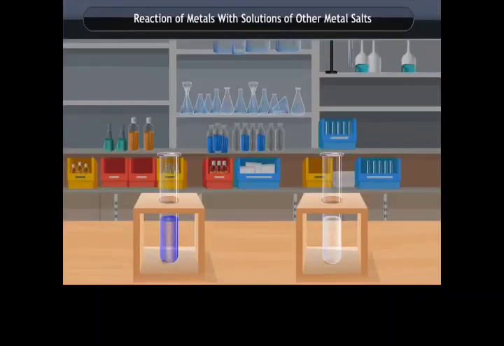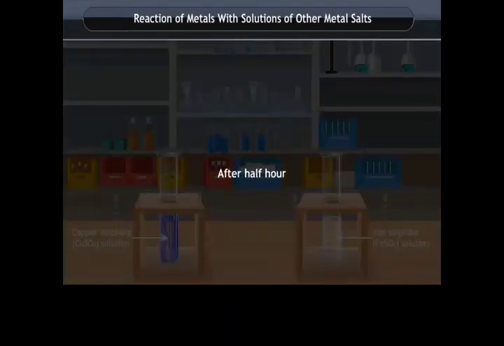Reaction of metals with solutions of other metal salts. Take a clean wire of copper and an iron nail. Put the copper wire in a solution of iron sulfate and the iron nail in a solution of copper sulfate taken in test tubes respectively. Wait for half an hour and then observe the color of the solution.